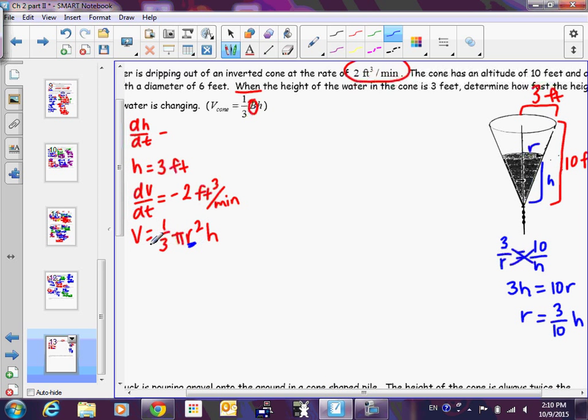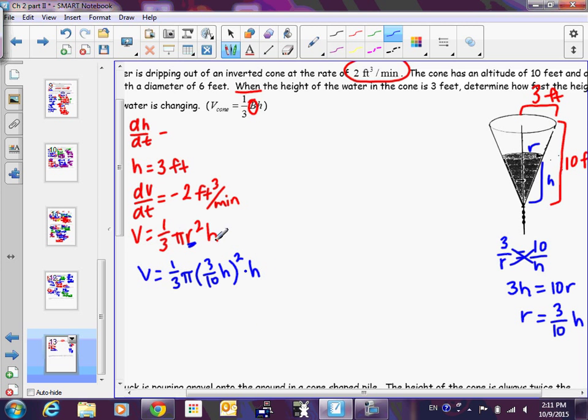So let me just remind you, here's my volume of a cone. I don't know anything about R, so I have to replace R with this thing. So let's go ahead and do that in our formula. And I'm going to do all this before I derive, because why derive something that's really difficult if you can simplify it down first? Deriving sometimes is the hardest part, so let's make that easier on ourselves, and right now, in place of R, let's plug in this 3/10 H.